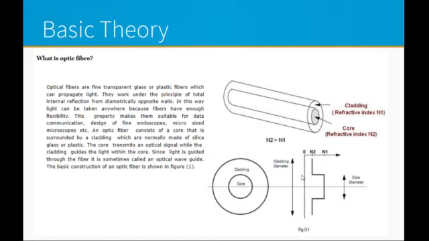Now, this is the core part and this is the cladding part. Core has a refractive index greater than that of the cladding so that TIR can take place inside the core. So, the light has to be retained inside the core of the optical fiber so that it can be received faithfully at the receiver end. The diameter of the core is less than that of the cladding.